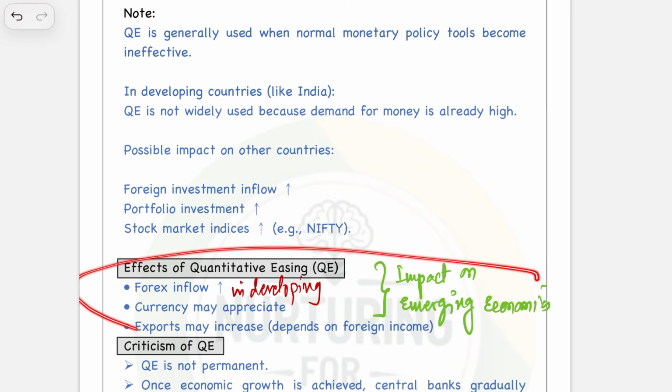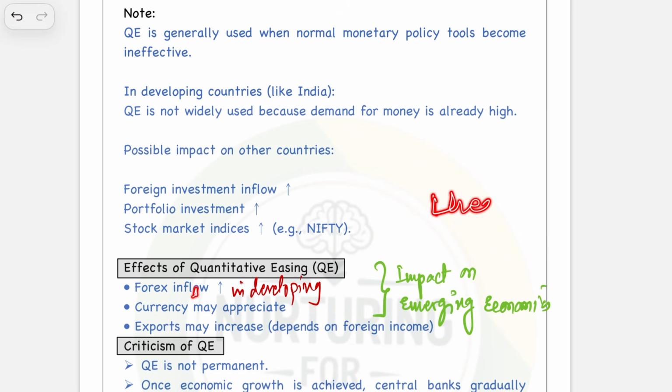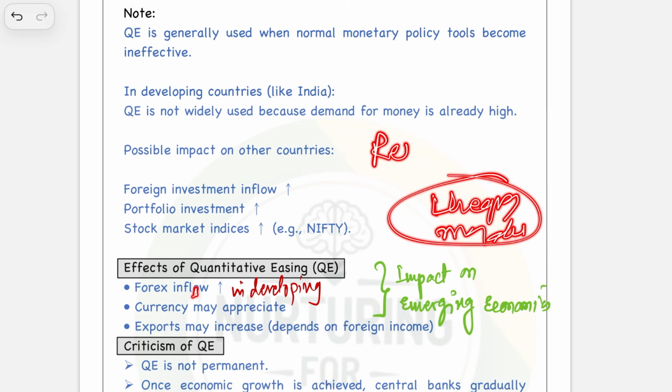So the impact on the emerging economy must be well understood by you, and it can only be understood if you have good command over whatever I talked about earlier. So how does the forex inflow increase? There is cheaper credit, there is more availability of dollars, and since the return on investment in the USA is low, why?